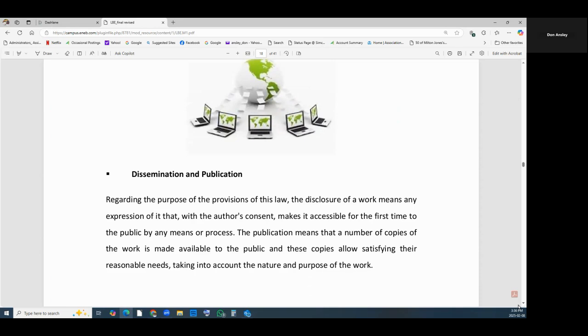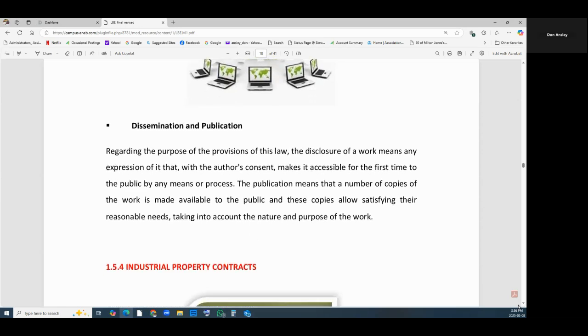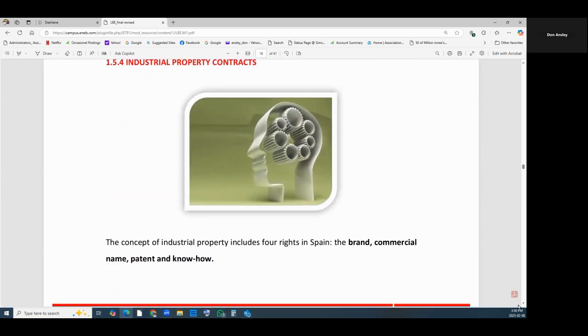Regarding the purpose of the provision of this law, the disclosure of a work means any expression of it that, with the author's consent, makes it accessible for the first time to the public by any means or process. Publication means that a number of copies of the work is made available to the public, and these copies allow satisfying the reasonable needs, taking into account the nature and purpose of the work. Industrial property contracts.